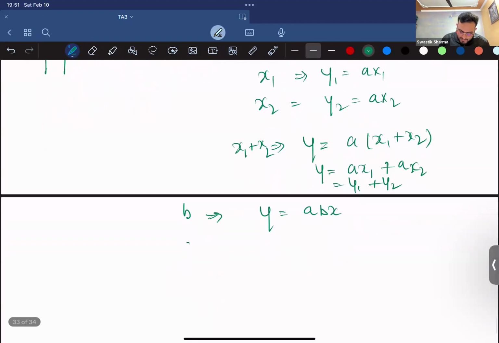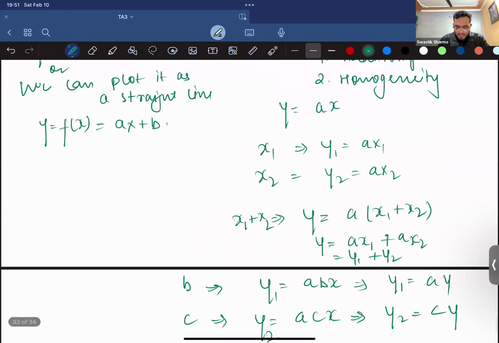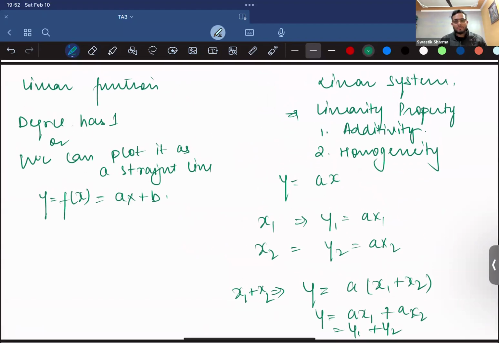Now let's say you give C. So your output is CX, right? So this is Y1, this is Y2 for the same input X. So this can be written as Y1 is equal to B times Y, or Y2 is equal to C times Y. So you can scale it with different variables, but the output will still correspond to the input that you're giving. So if they follow both of these properties, you will have a linear system.